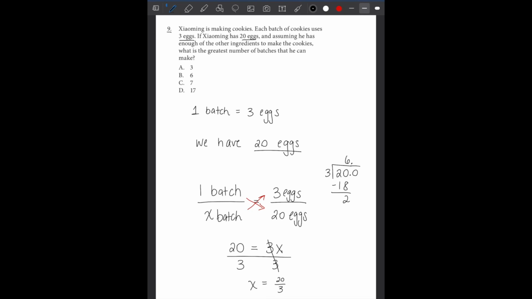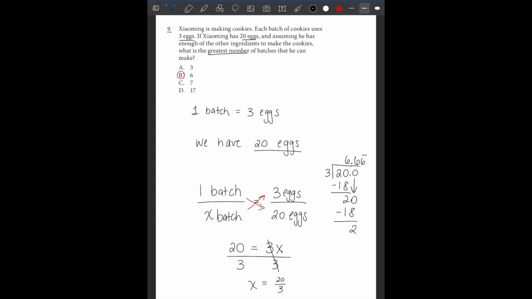So we're going to put that decimal place. We're going to add a 0, bring this down. We're going to have to go again and get 18 again. So that would be 6 as well. So if we continue this problem, we're going to realize we're going to get 6.6 repeating. And basically the greatest number we can get is 6. It's not 7 because it doesn't reach 7 yet. So out of our options A, B, C, or D, our answer is going to be B for number 9.